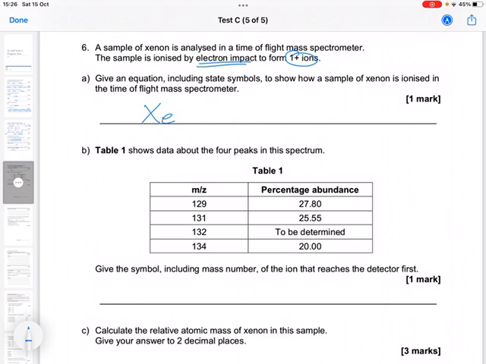So we have xenon atoms in the gaseous state. That forms xenon plus ions in the gaseous state, and there's the electron that has been knocked off.